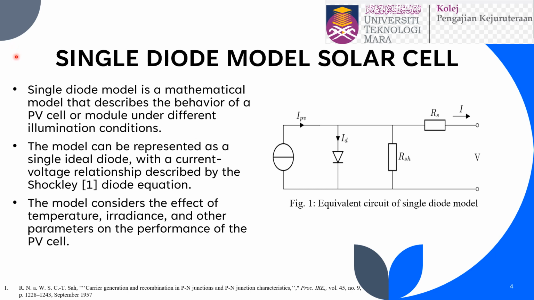So this is the single diode model solar cell. The single diode model is a mathematical model that describes the behavior of a PV cell or module under different illumination conditions. The model can be represented as a single ideal diode with a current voltage relationship described by the Shockley diode equation, as seen in figure 1. The model considers the effect of temperature, irradiance, and other parameters on the performance of the PV cell.